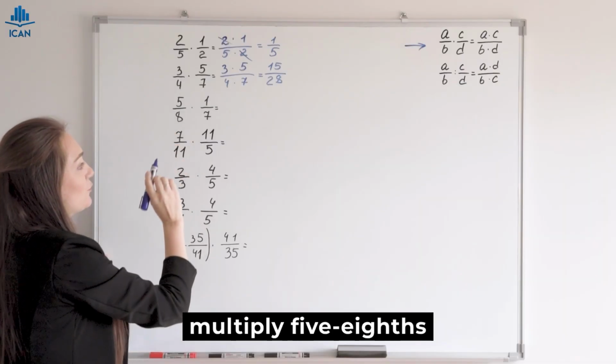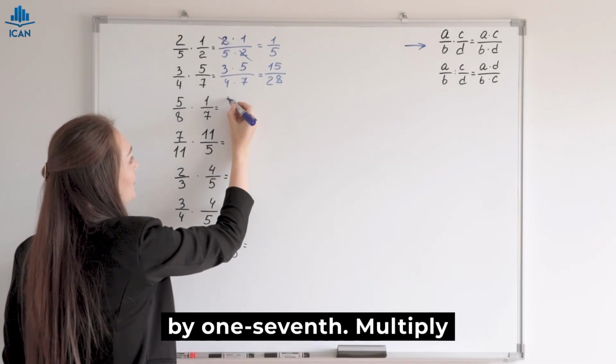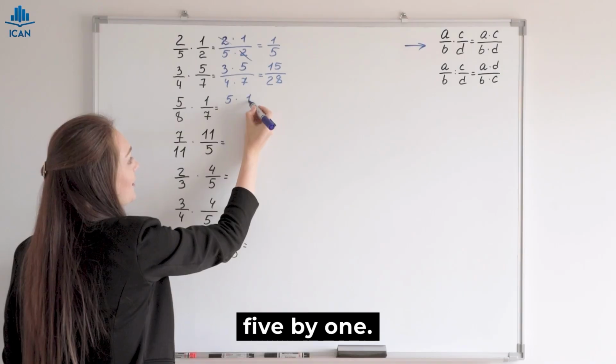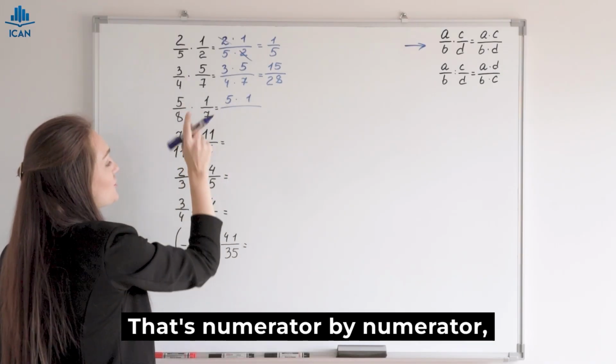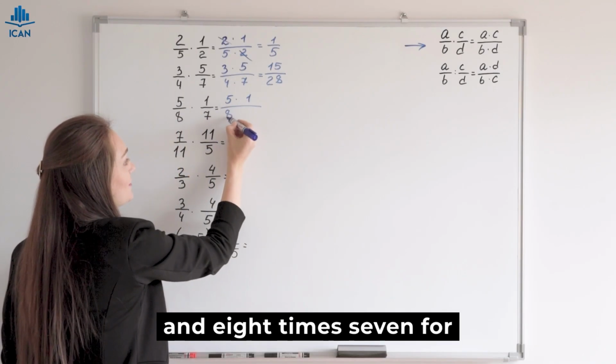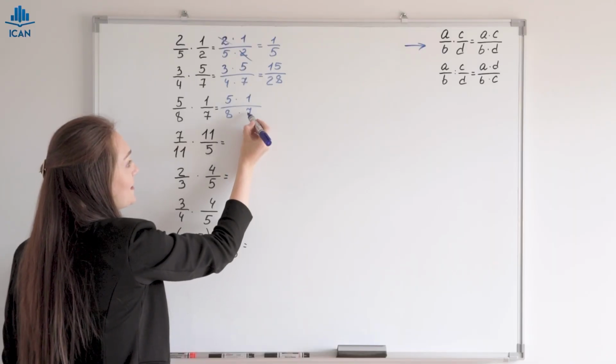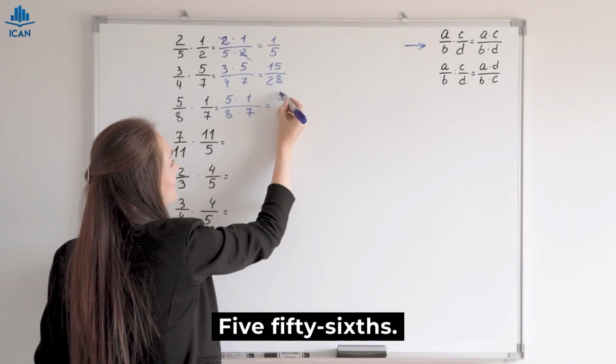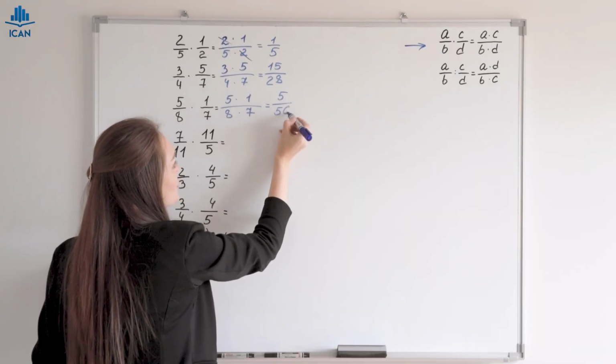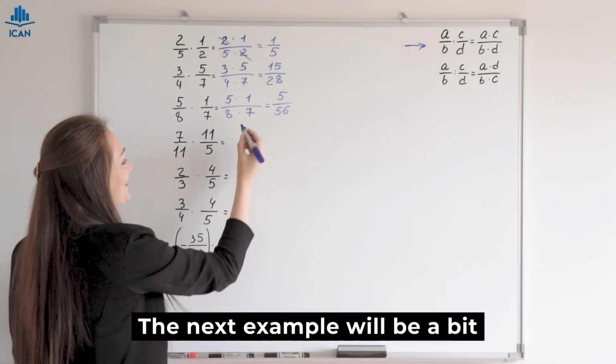Next example, multiply 5/8 by 1/7. Multiply 5 by 1. That's numerator by numerator, and 8 times 7 for denominators. 5/56. The next example will be a bit easier.